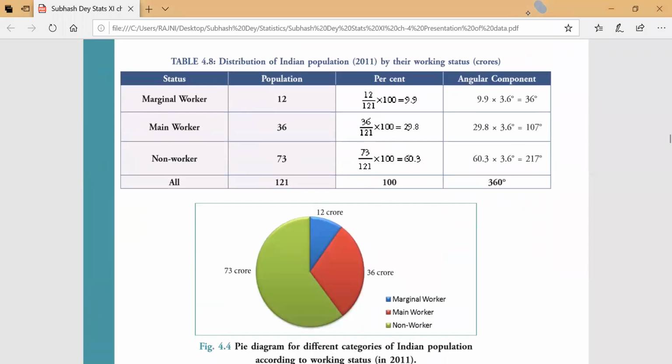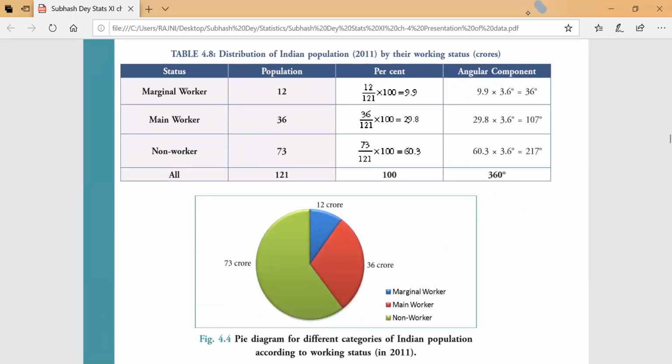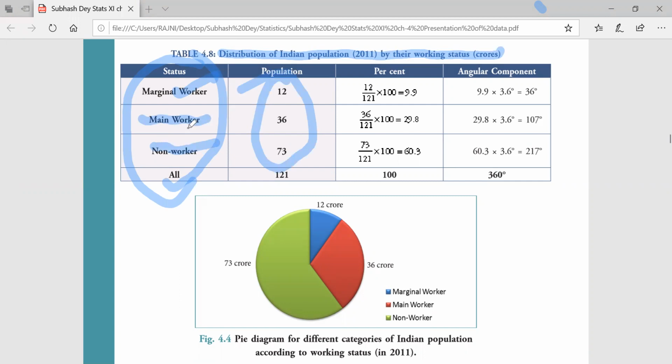We will discuss one example: table number 4.8, in which the data is related to the distribution of Indian population by their working status. Status is given here: marginal worker, main worker, non worker. Population is 12, 36, 73, and total is 121. So simply the first step to calculate the percentage, what will you do? 12 by 121 into 100.